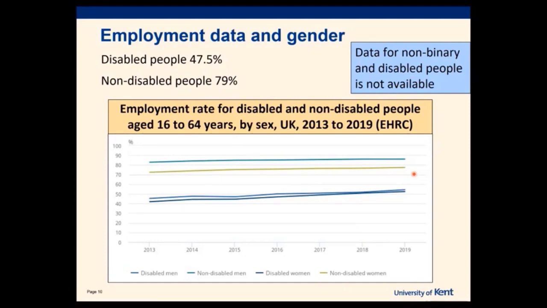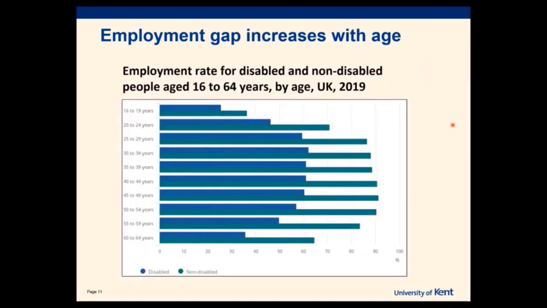For disabled people, the employment rate is around 48% compared to an employment rate of 79% for non-disabled people. This graph shows that whichever gender you are, your rate is around 48% employment. And I couldn't find any data for non-binary disabled people, so if anybody does have any data, please let me know. It seems that at all ages and stages through adulthood in the workplace, disabled people are less likely to be employed, and that becomes even worse as you get older.